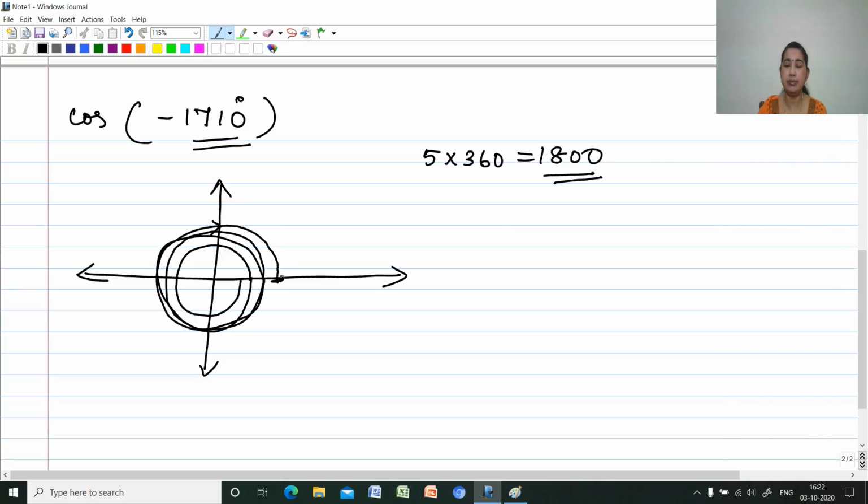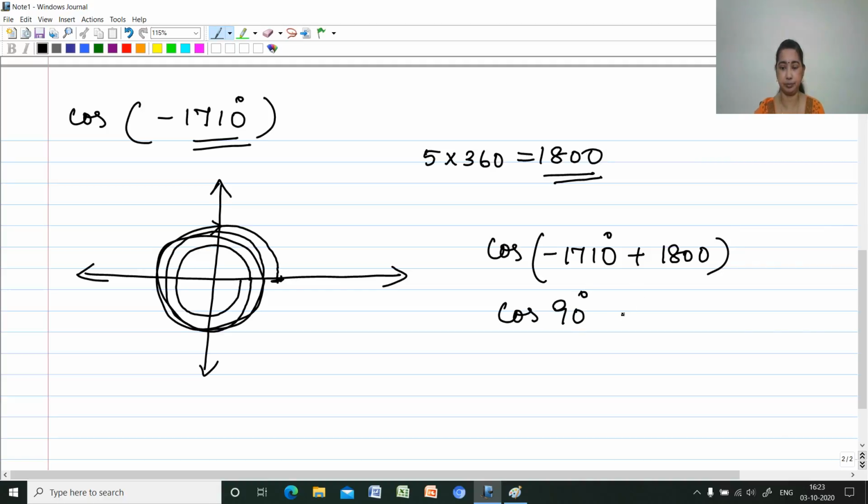So how much will be cos of minus 1710 degree? That means it is cos of minus 1710 degree plus 1800. So we are making it a positive angle and finding the degree measure. That is equal to cos 90 degree. And cos 90 degree is 0.